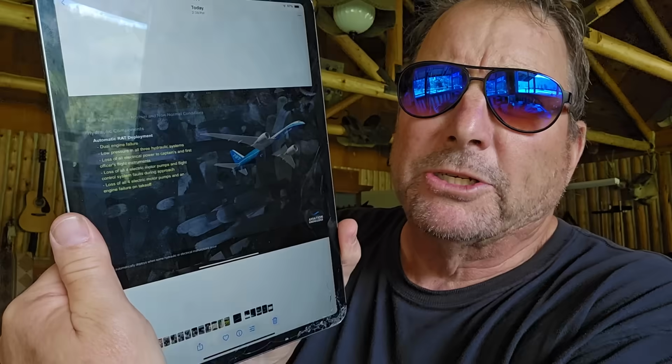A loss of all 4 electric motor pumps and flight control system faults during approach. All 4 electric motor pumps, that's what we're talking about on the hydraulic system. Remember, we had the 2 engine-driven pumps, and then we had 4 electric motor-driven pumps. So if you lose all 4 of those in the hydraulic system, you're going to get the RAT. Also, this odd combination: a loss of all 4 electric motor pumps of the hydraulic system, as discussed earlier, and an engine failure on takeoff. So that can deploy the RAT as well.